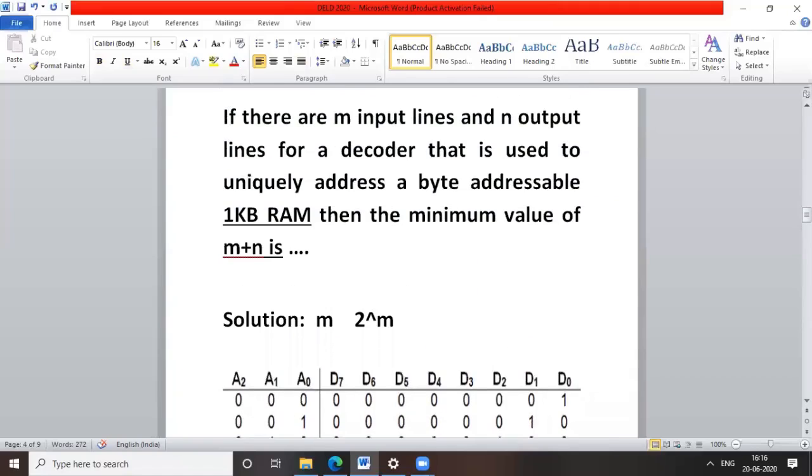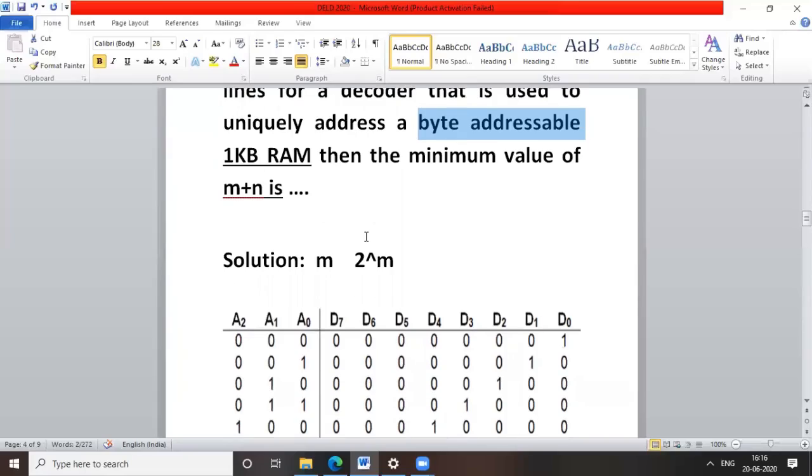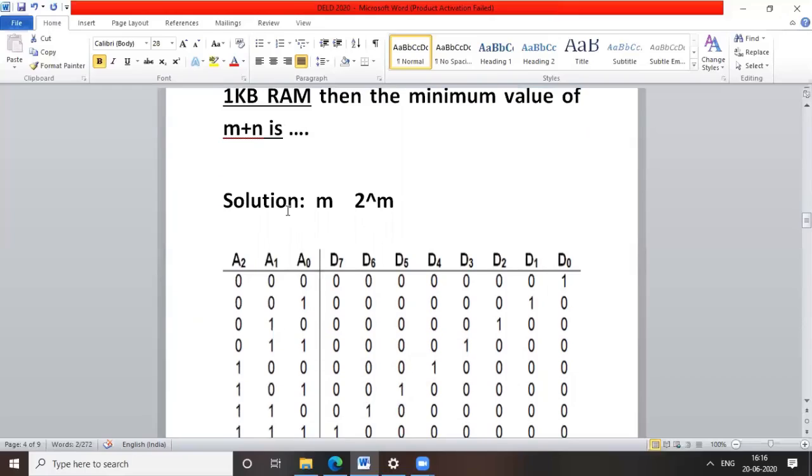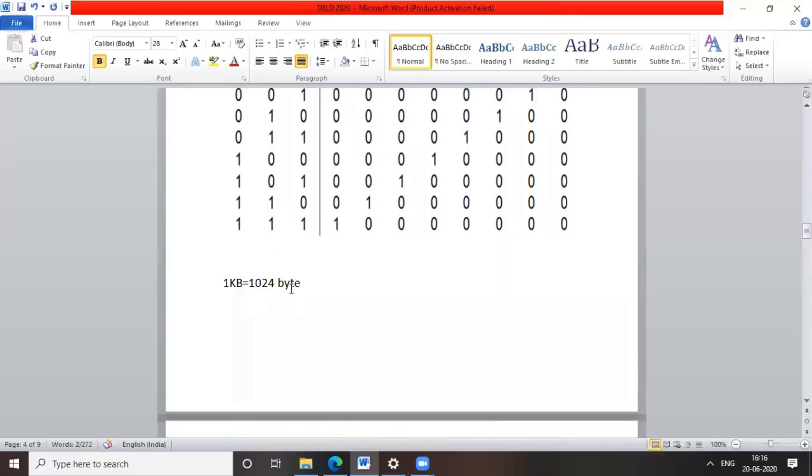Now here one more statement is given. This particular memory is byte addressable. Byte addressable means in one memory location, 1 byte is stored, and we know that memory is divided into locations. So first of all you have to find out how many memory locations will be present in this RAM. The size of this RAM is 1024 bytes, and in one memory location we can store 1 byte of data. So in this RAM we can have a total of 1024 memory locations.